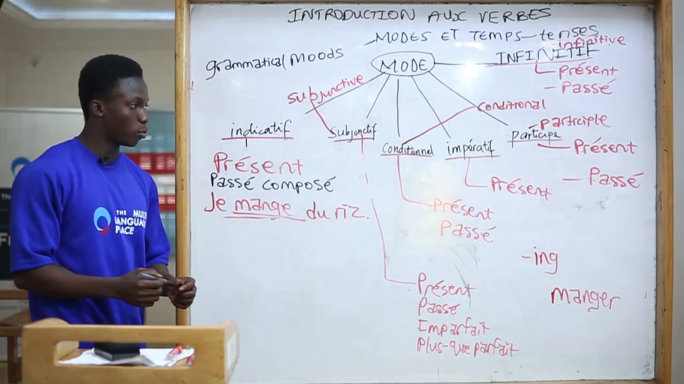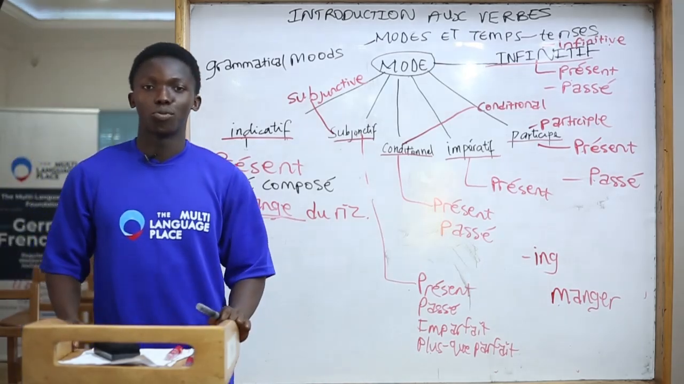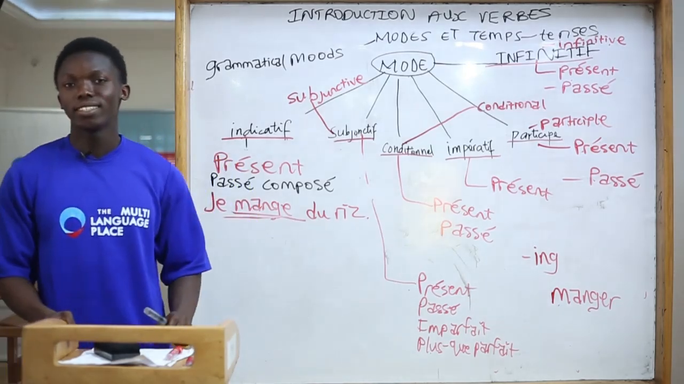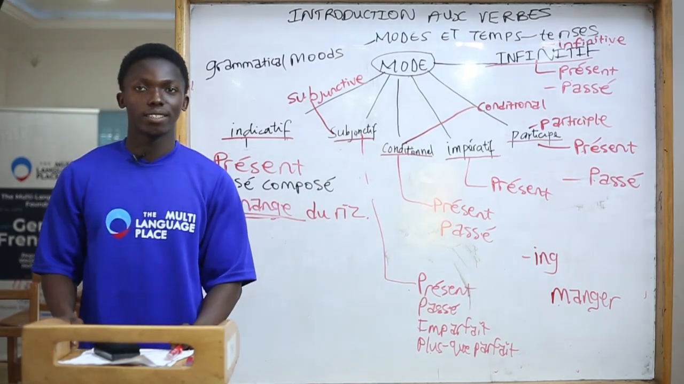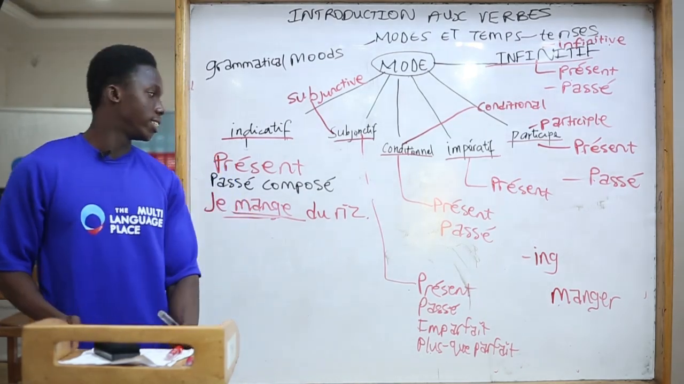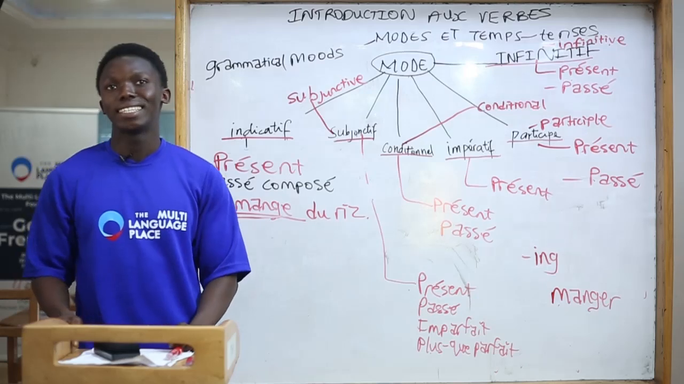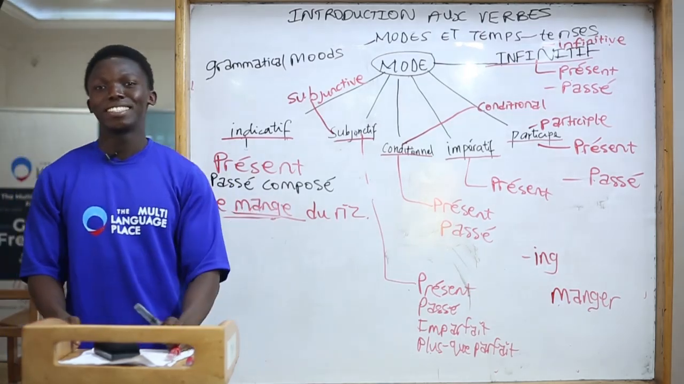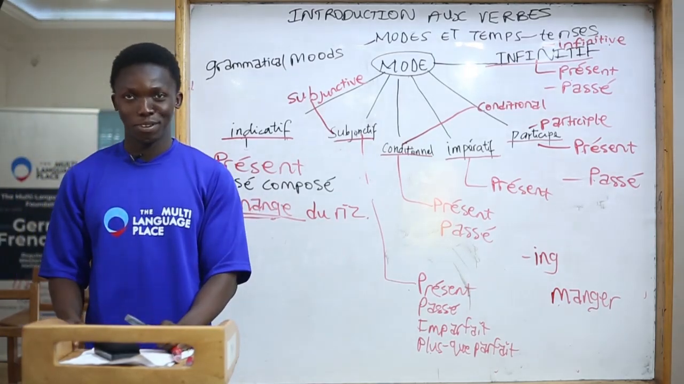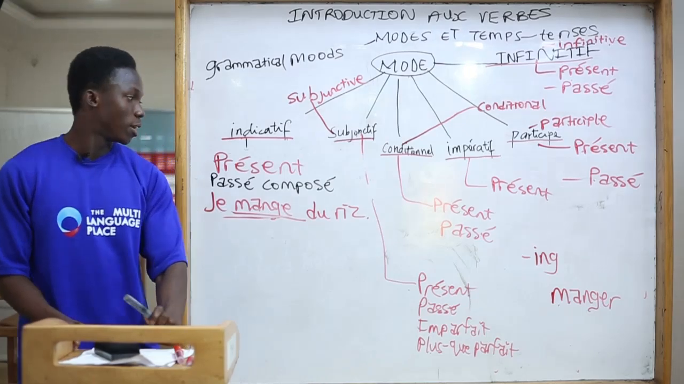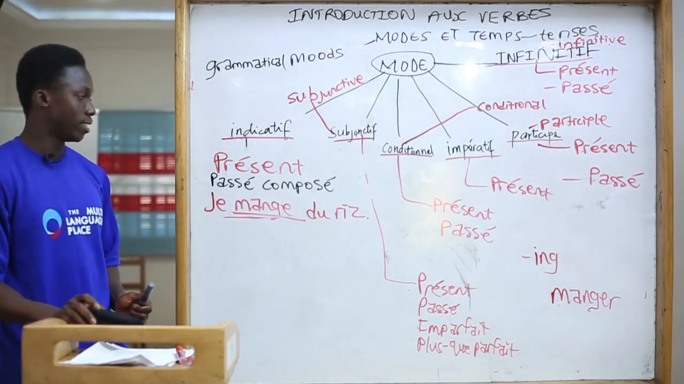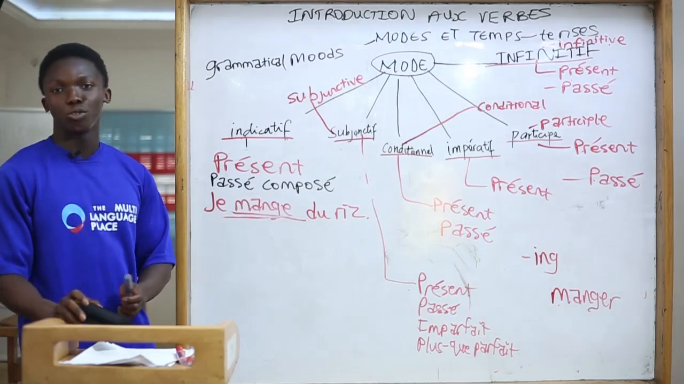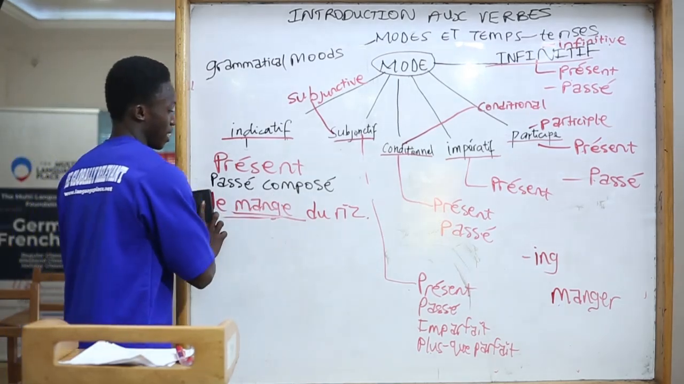Passé composé. Passé composé would translate to past tense in English. And passé composé is a tense, as its name implies, composed of two different verbs. But keep in mind that it translates to past tense in English. How it is used will be explained in another class.